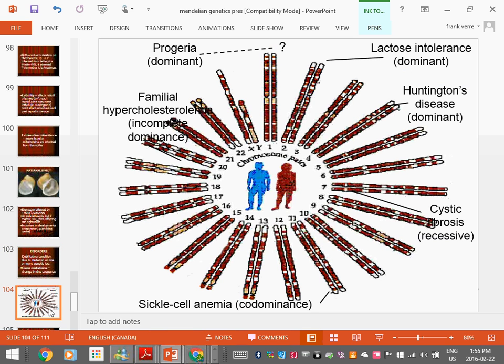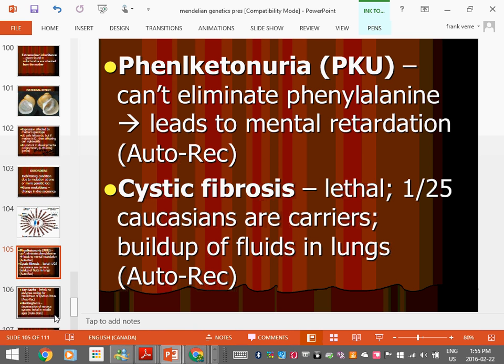And that's it for more complicated genetics. Okay? The rest of the PowerPoint just goes over some disorders that we talked about, like cystic fibrosis. And there are some other ones that you can just read about, like PKU. PKU is when you cannot eliminate phenylalanine. Phenylalanine, by the way, is found in many things, like sweeteners such as aspartame.